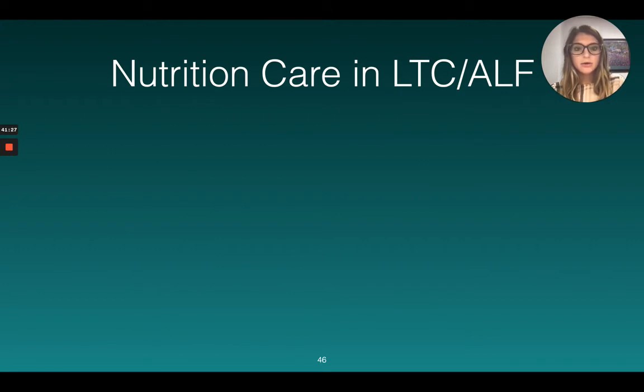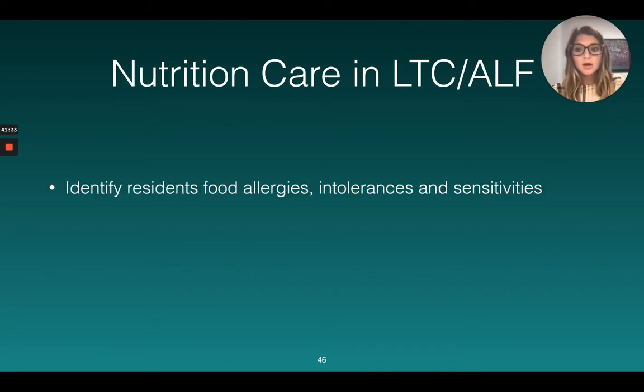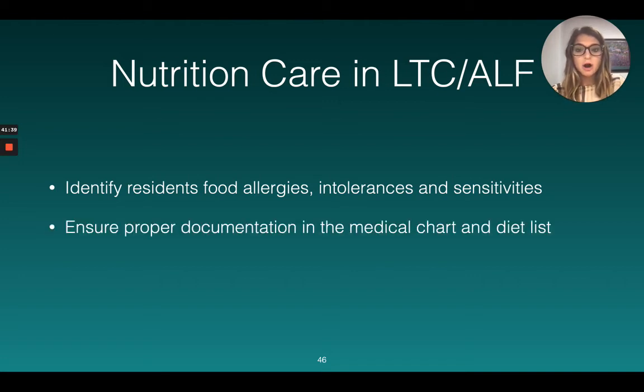So, nutritional care in long-term care facilities or assisted living facilities, and your role in assisting with this. Identify residents with food allergies, intolerances, and sensitivities. Ensure proper documentation in the medical chart and a diet list. It's very important that if someone has a food allergy or any type of allergy to a medication or substance, it is documented properly within the medical record.